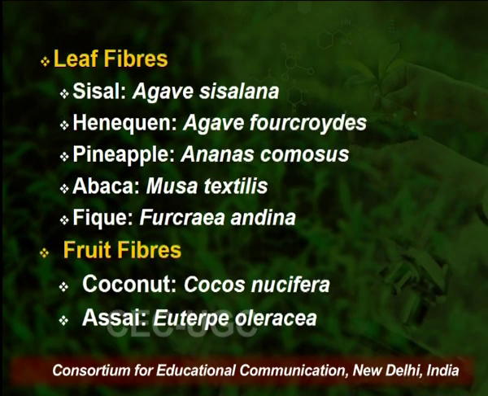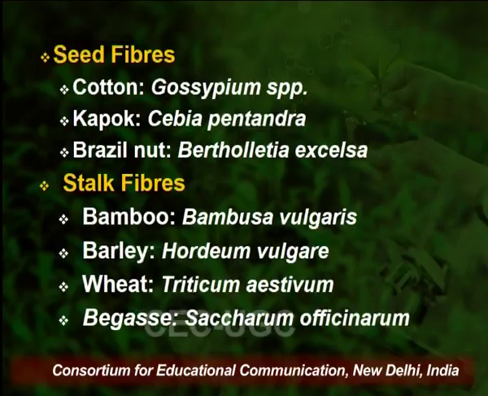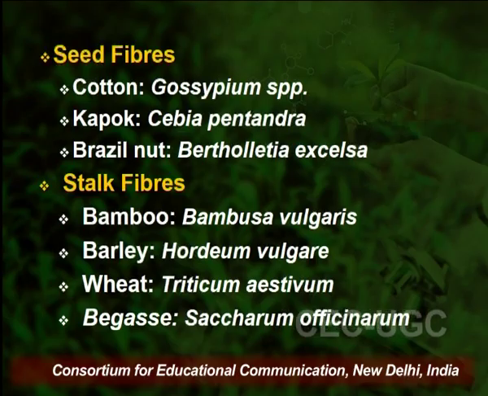As I told you, fibers are also obtained from the fruits, and the most common example one can remember is coconut, that is Cocos nucifera. Then fruit fibers are also obtained from acai fruits, that is Euterpe oleracea plant. Coming on to the seed fibers, the most common example, obviously we are going to discuss one of the seed fibers in detail as well, and the most common example is cotton, which is obtained from different Gossypium species.